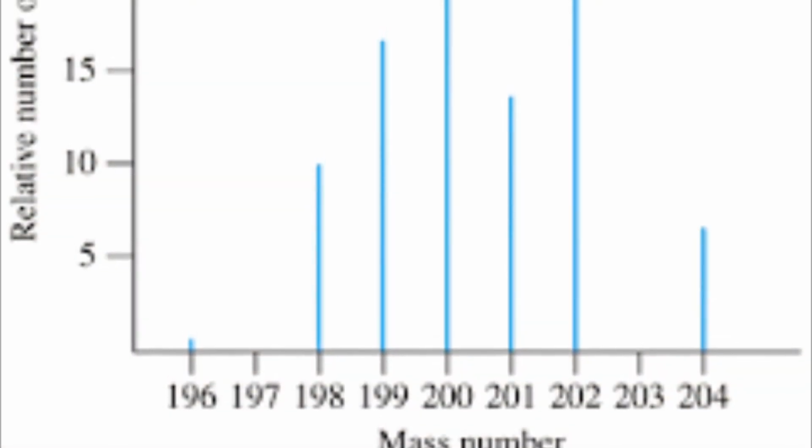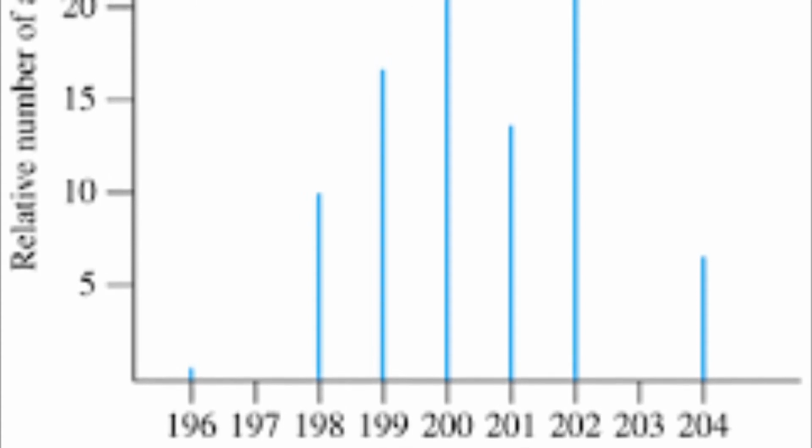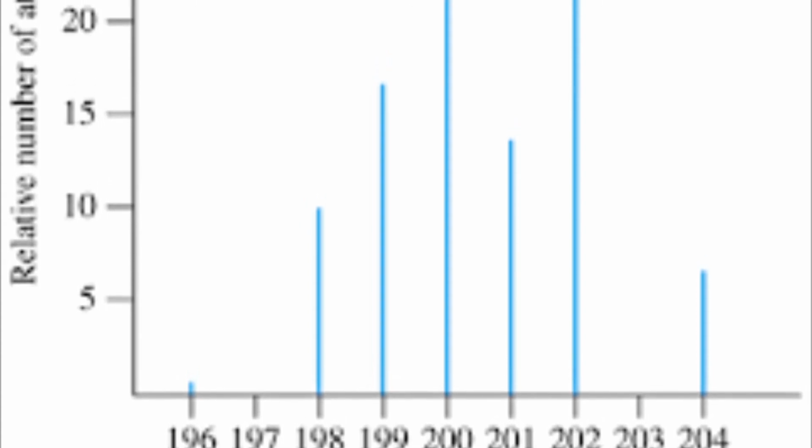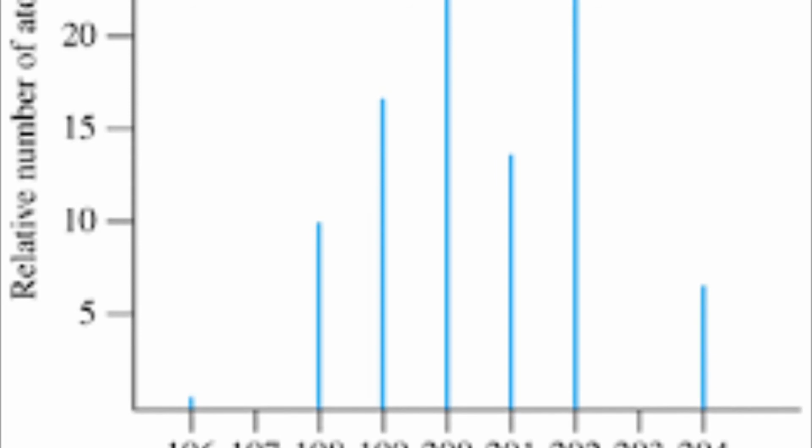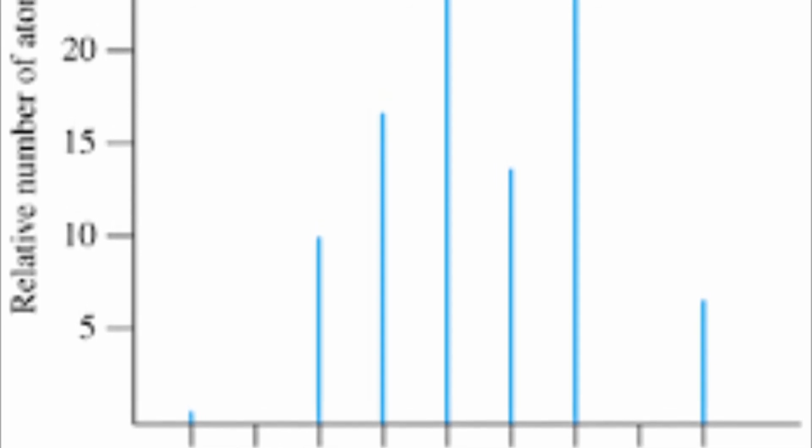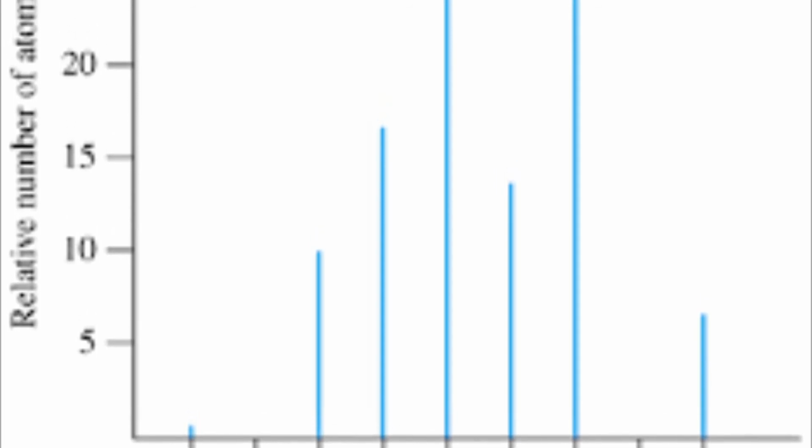Now, after using the mass spectrometer, you will see a graph like this on your computer screen. On the x-axis, we see the mass of the different isotopes of the element, and then on the y-axis, we see the percentage of their relative abundance.